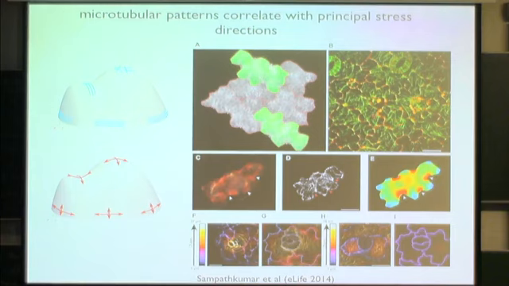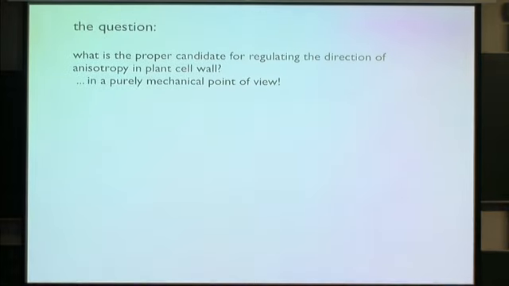This is an example of a completely different domain in the plant. It's on the leaf, actually pavement cells that are very wavy shapes, and you can see the microtubules, and this is the result of a finite element simulation that shows that actually, and here again, this is the simulation and the orientation of microtubules. Now, not only the directions, but also the concentration of the microtubules correlate well with the stress.